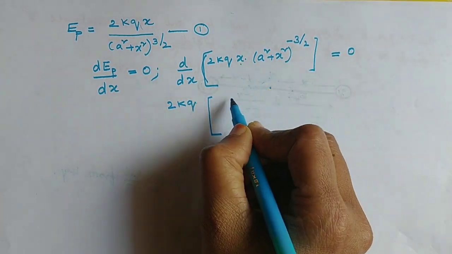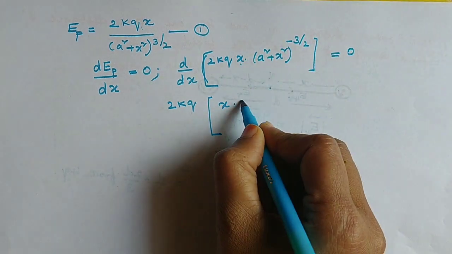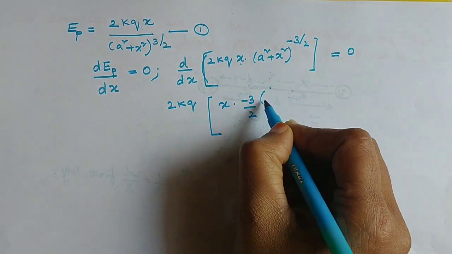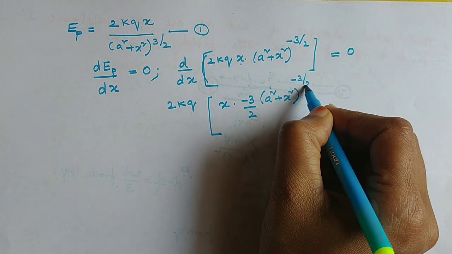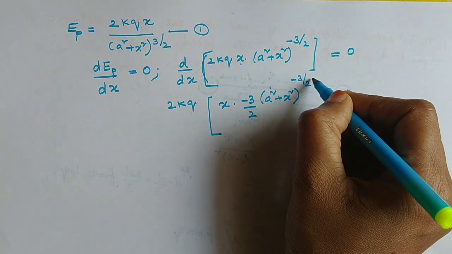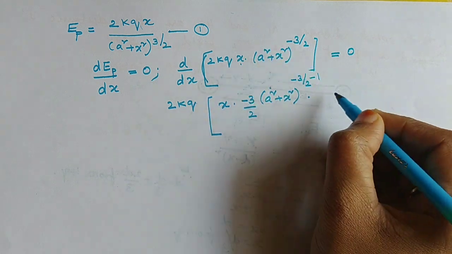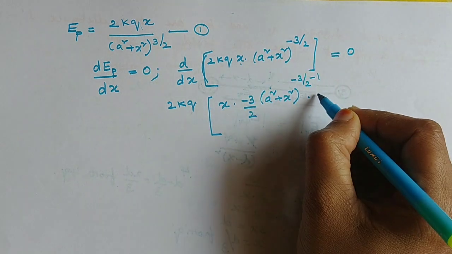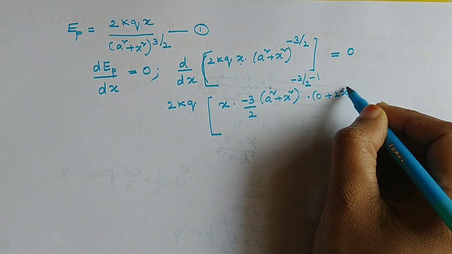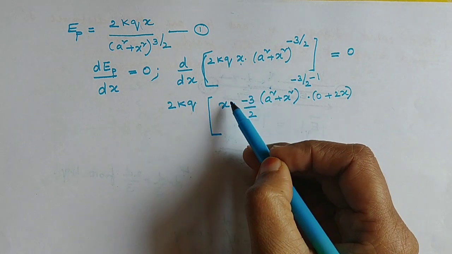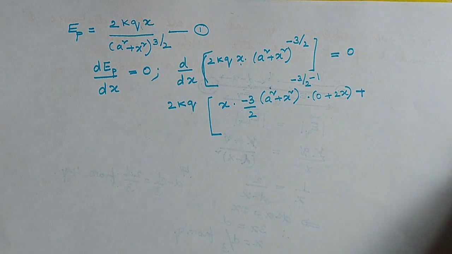Now differentiate it. First function is x into differential of this function, which is minus 3 by 2 A square plus x square whole to the power minus 3 by 2 minus 1, into again differential of A square plus x square. Differential of A square is anyway 0 plus differential of x square is 2x. I repeat, first function into differential of second plus second function.